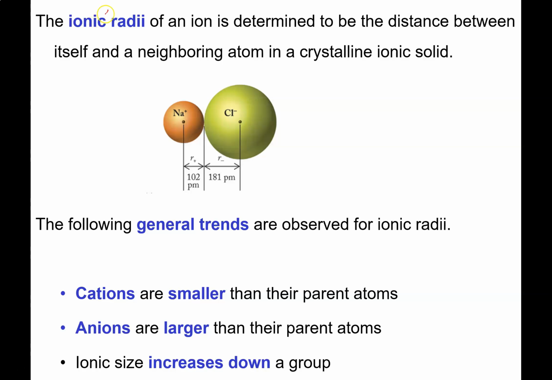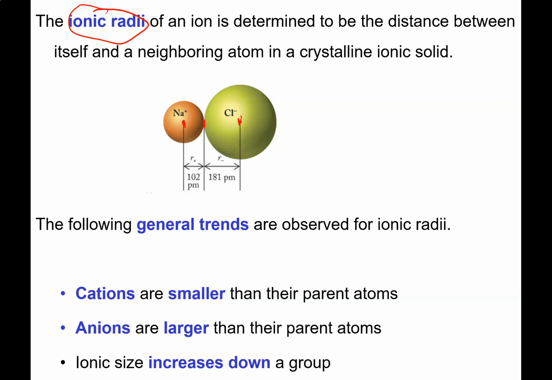So similar to atomic radii is ionic radii, and ionic radii is determined by measuring the distance between one ion and another ion in an ionic crystalline compound. And this is going to be important later on. We're going to be talking a lot about crystalline ionic compounds and their chemical structure.